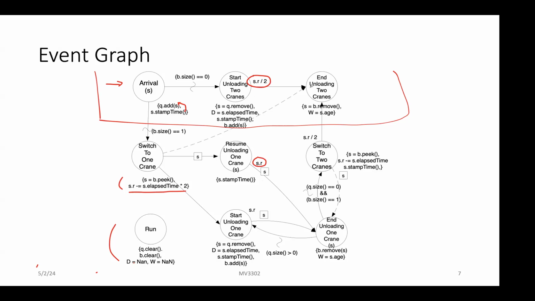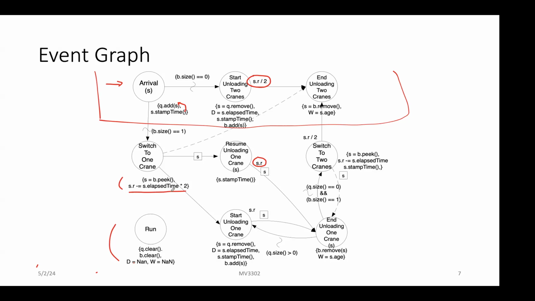Whereas when I'm unloading with 2 cranes, I don't need to know what ship it is, because the only way that's happening is if there's only 1 ship in the berth. So I don't need to pass it. Okay, so that takes care of the ship that was in the berth.